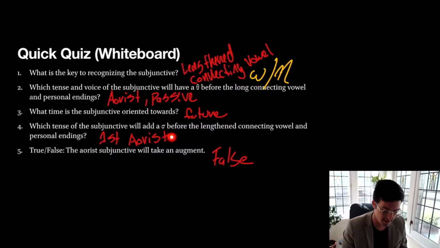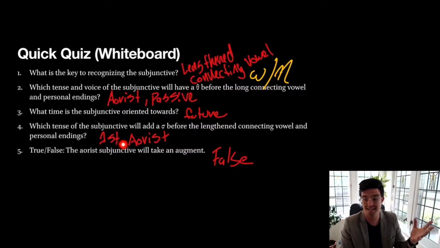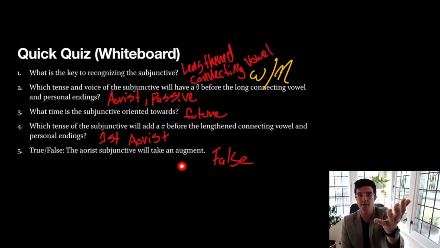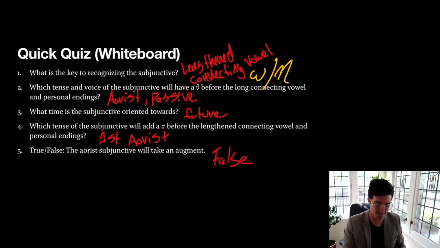The tense of the subjunctive that will add a sigma before the lengthened connecting vowel and those endings is going to be the first aorist. The first aorist only, not the second aorist. The second aorist is going to change its stem. The sigma, when you see it in a subjunctive form, is going to be our sign to the first aorist. And then lastly, true or false, the aorist subjunctive will take an augment. This is false. The augment only occurs in which mood? That's right, in the indicative mood.